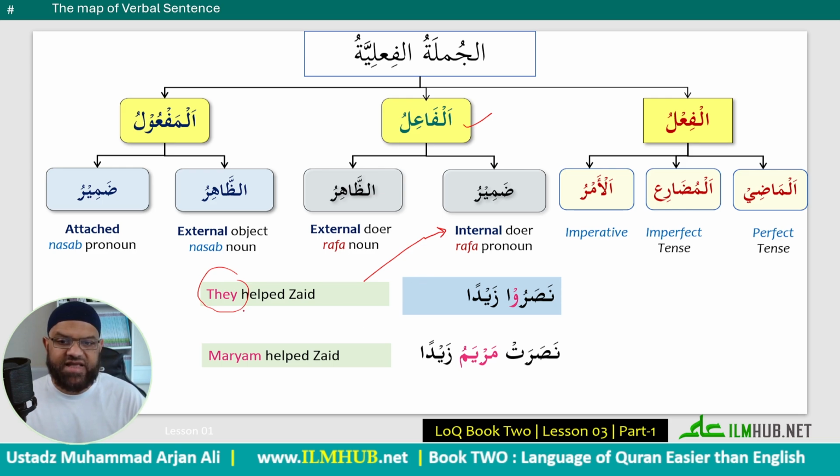So here we have, they helped Zaid. The subject in English is they, but in Arabic, they is here within the verb itself. There is no separate word for they. So nasaru Zaidan. Again, nasaru you should recognize from the previous lesson. And then we have nasarat and we have Maryamu, which you can see here. So here the pronoun is not the doer. In English, we translate: Maryam helped Zaid. So the doer is Maryam. And we're going to understand this aspect of it. And it's a very important lesson.